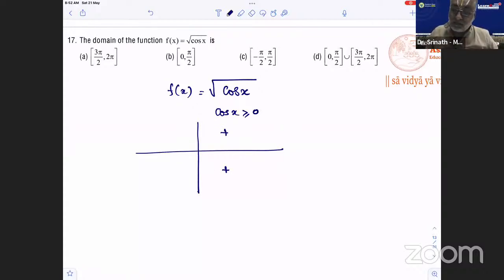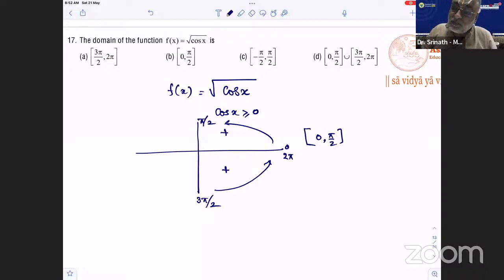In the first quadrant, it is from 0 to pi by 2. In the fourth quadrant, 3 pi by 2 to 2 pi. So you have to take this and this. That means 0 comma pi by 2, union 3 pi by 2 comma 2 pi. I hope now it is much more clear.